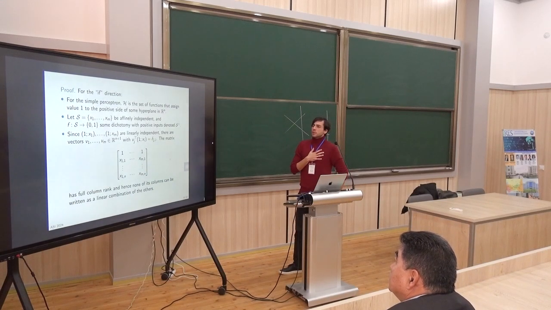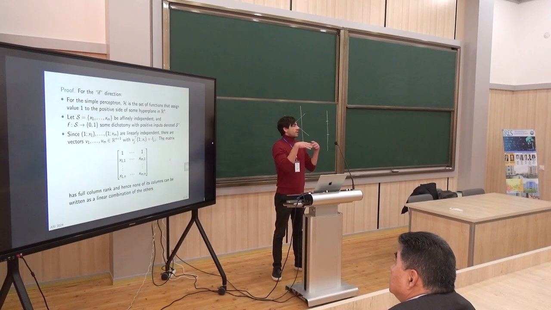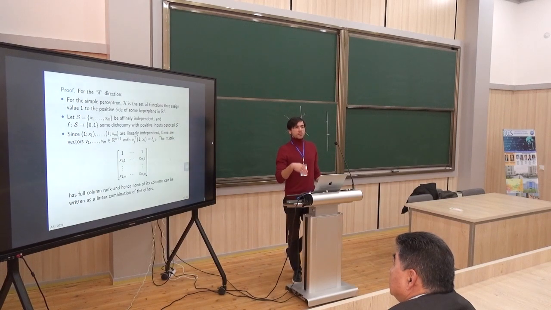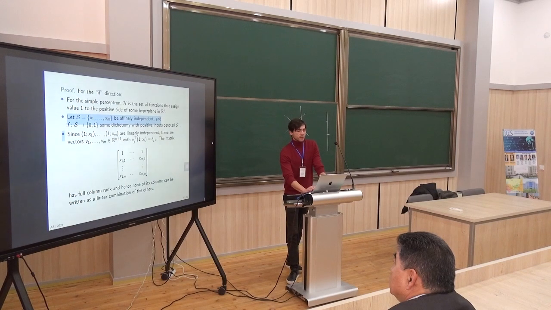And let's think about the case when the data points are affinely independent. What we need to show is that whatever dichotomy we place on that data set, we can represent it with a simple perceptron. So we're going to construct the weights that represent this particular function, this particular dichotomy. Let's call that F. Let's denote the input points out of the set S which are labeled positively as S plus. Since the data points are affinely independent, if we append a 1 to each of the data points, these augmented vectors are linearly independent.